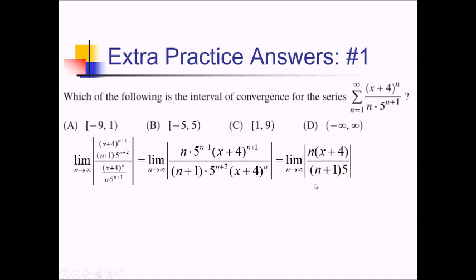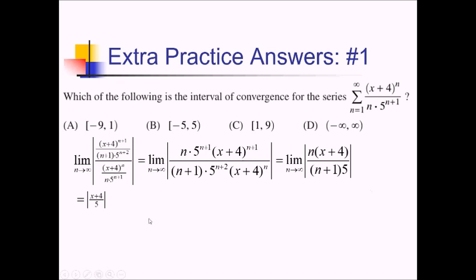As n approaches infinity, I can forget about this plus 1 that's next to the n right here, because compared to n, it's growing so slowly, not at all, in fact. So I basically have (x plus 4)n over 5n. The n's cancel, leaving me with just absolute value of x plus 4 over 5.